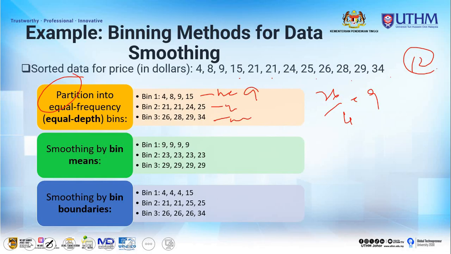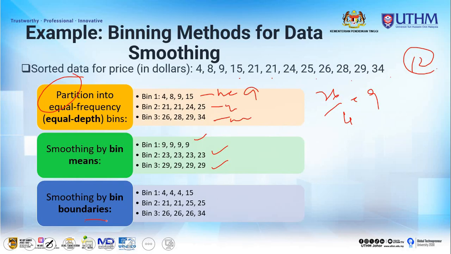Bin 2, the mean is 23, so they replace with 23, 23, 23. And bin 3, the mean is 29, so they replace all the elements with 29, 29, 29. So this is smoothing by bin means.